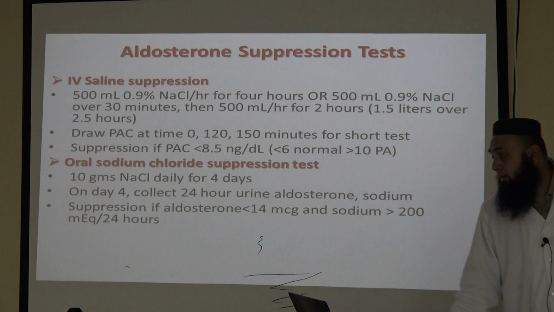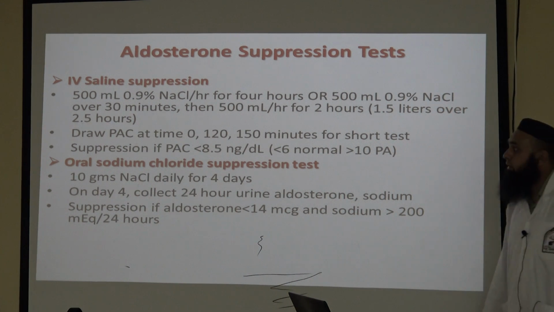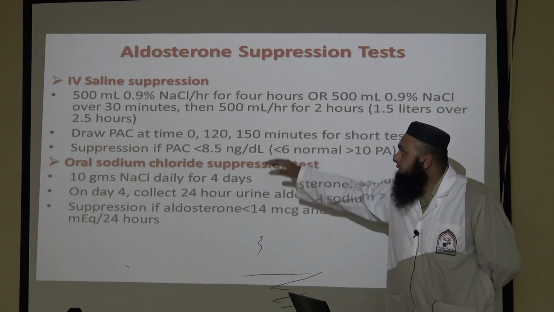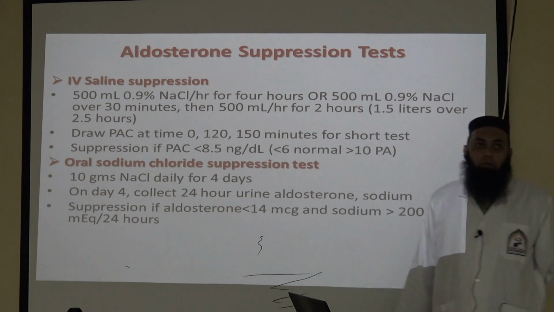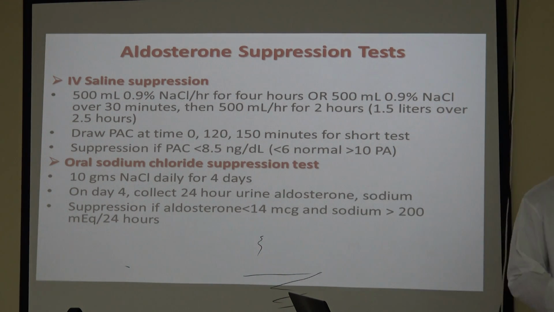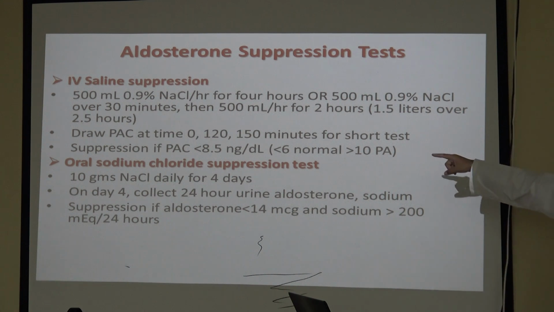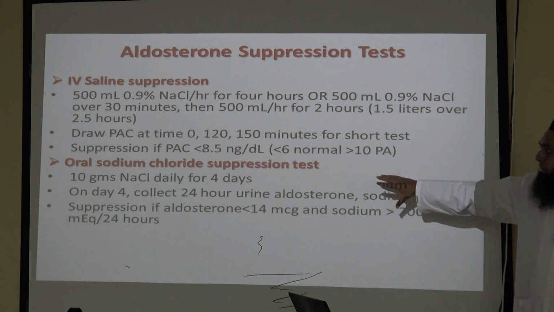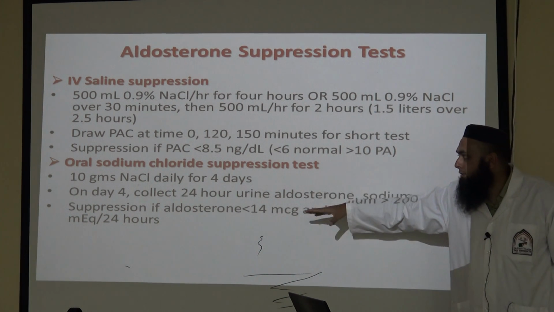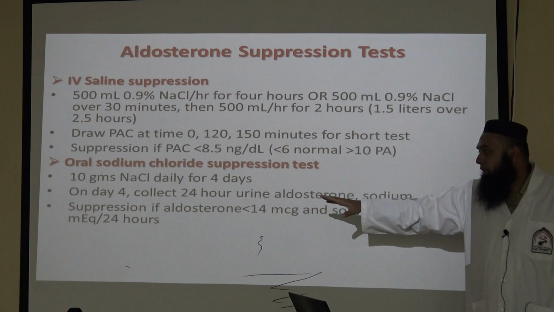IV saline is given, and the suppression of aldosterone should be there. What should happen if there is more volume expansion? What should happen to aldosterone? So suppression, its value is decreased. Oral sodium chloride suppression test: you give oral sodium chloride, suppression should be there.